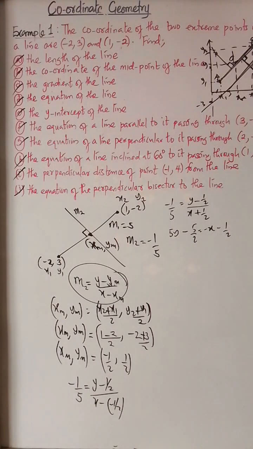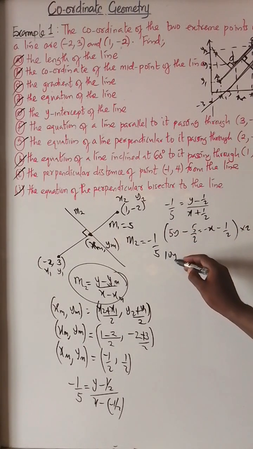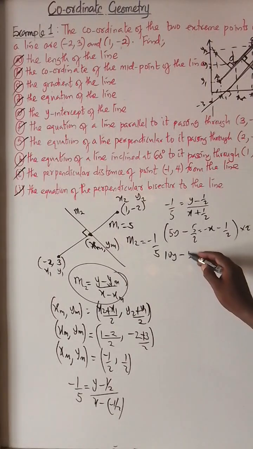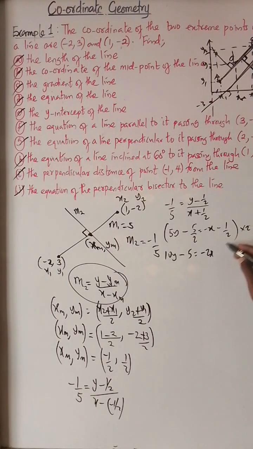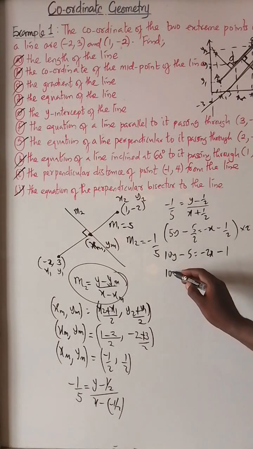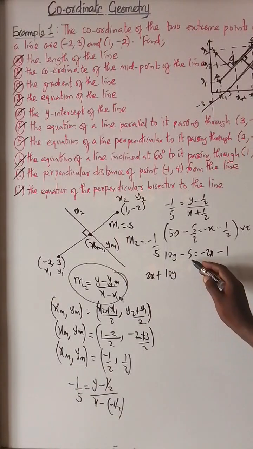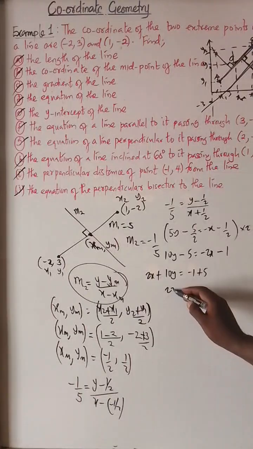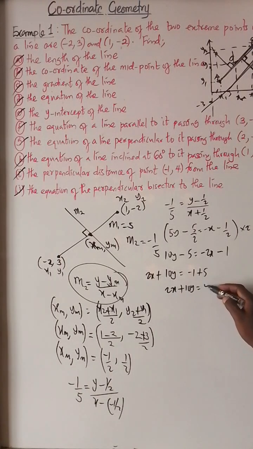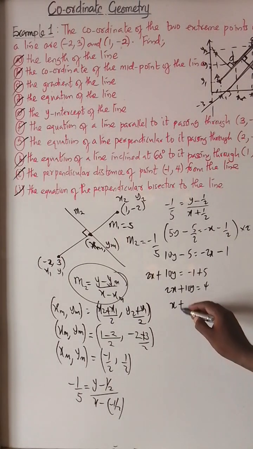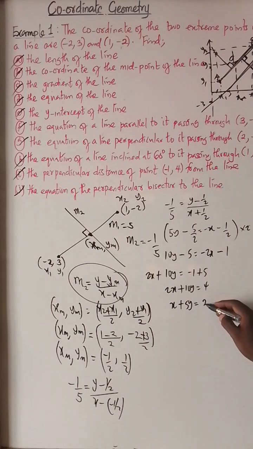From here, we can make y the subject. Or no, since we have fractions here, let's multiply through by 2. So 2 times 5y gives 10y. 2 times 5 over 2, the 2 cancels 2, I have minus 5. 2 times minus x is minus 2x. Then minus 1. So we can write this as 10y, this minus 2x comes here and becomes plus 2x. 2x plus 10y. Let's bring this one here. Equals minus 1 plus 5. So 2x plus 10y equals 4. I think 2 is common. Let's divide by 2. So it means x plus 5y equals 2.